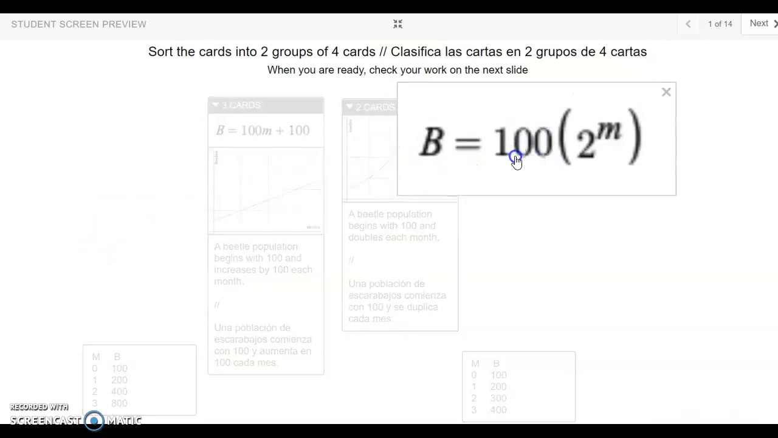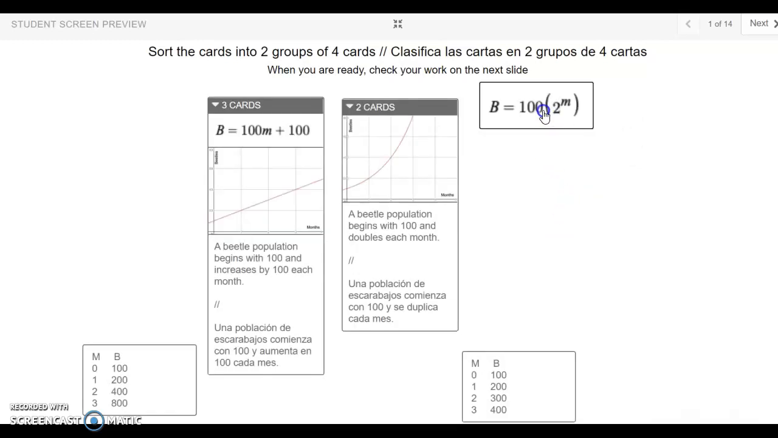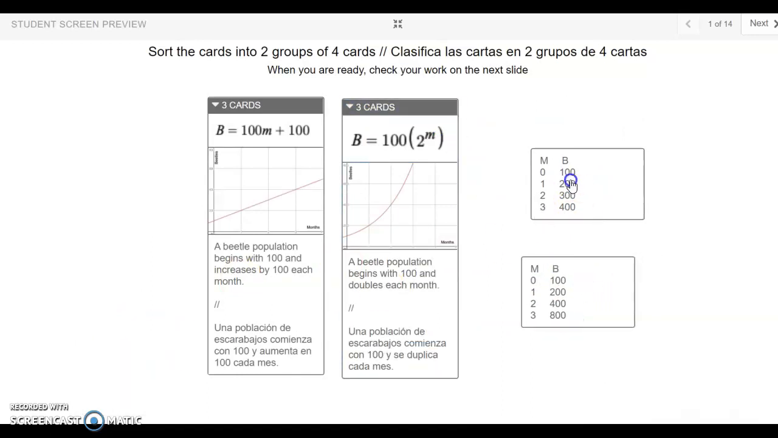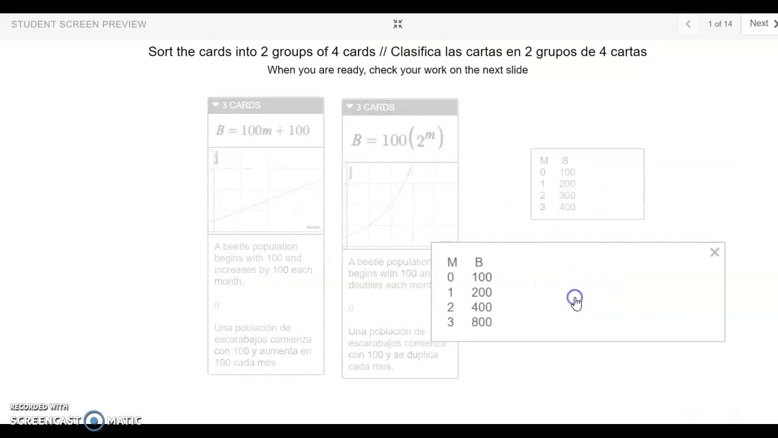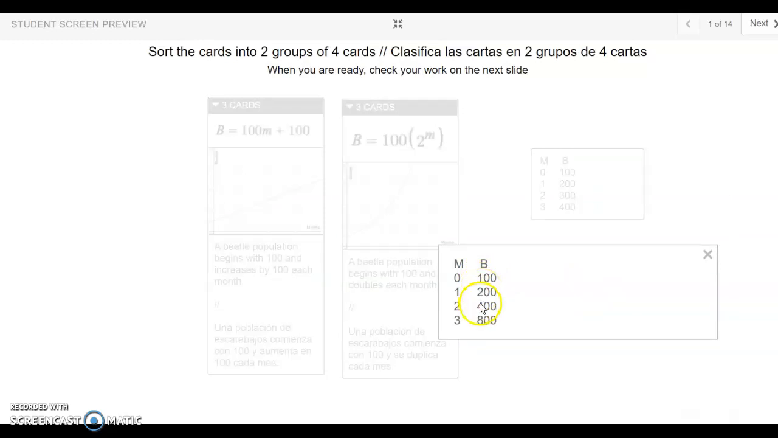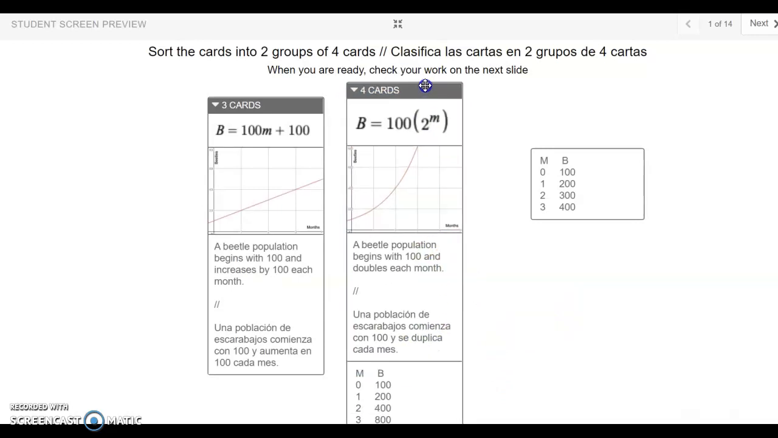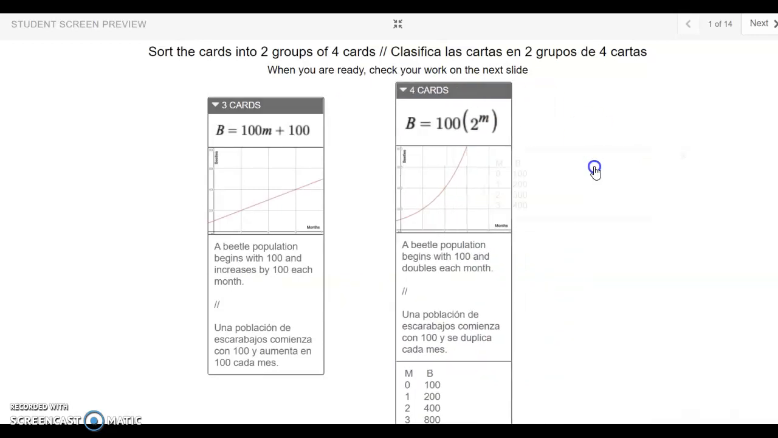This one says it starts at 100 and it's multiplied by 2 each month, right? 2 to the power of m means it multiplies by 2 each month. So we're going to slide that one there. Now which chart works best for a linear equation? 100, 200, 300, 400, or 100, 200, 400, 800. Well, which one looks like it's doubling each month, the top or the bottom? Yeah, the bottom. 1 times 2, 2 times 2 is 4, 4 times 2 is 8. And so we're going to slide that one right down there. And that means this is our linear chart, and we're going to put that one right over here.